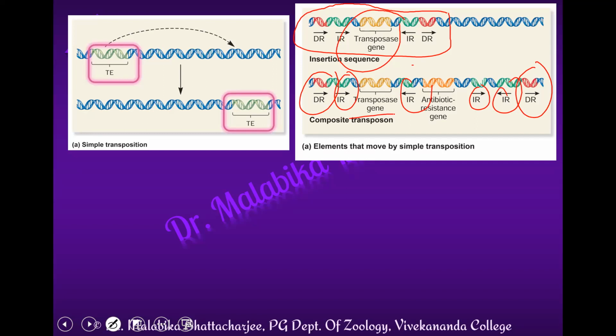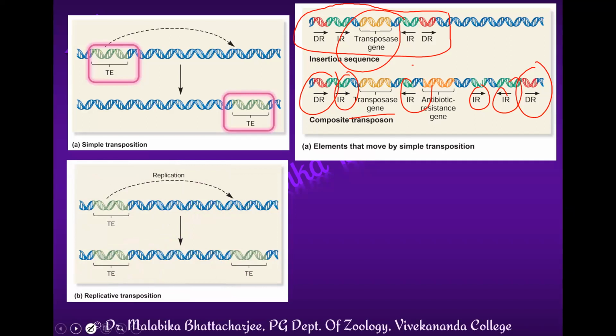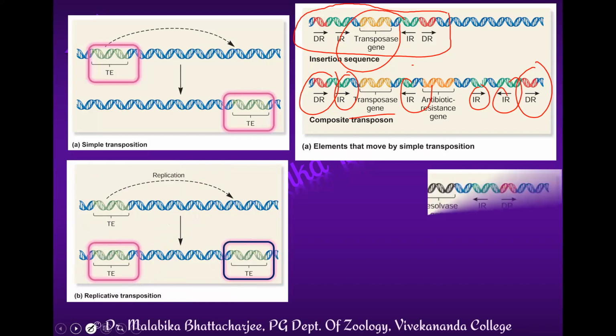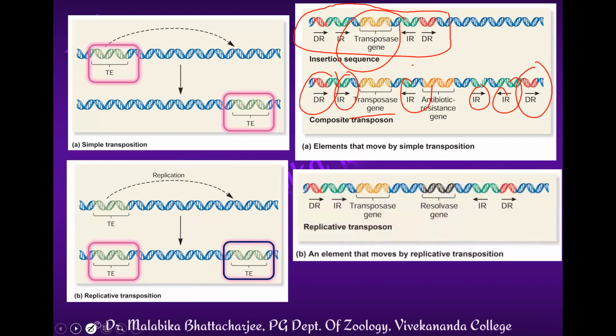As we move to the next, now we have replicative transposition. If you see the replicative transposition, as we discussed, it is keeping a copy of itself and moving into a new position. And look at how the replicative transposons look. If you compare it with a composite simple transposition, there is this addition of a new gene, which was missing in the above two, that is the resolvase gene.